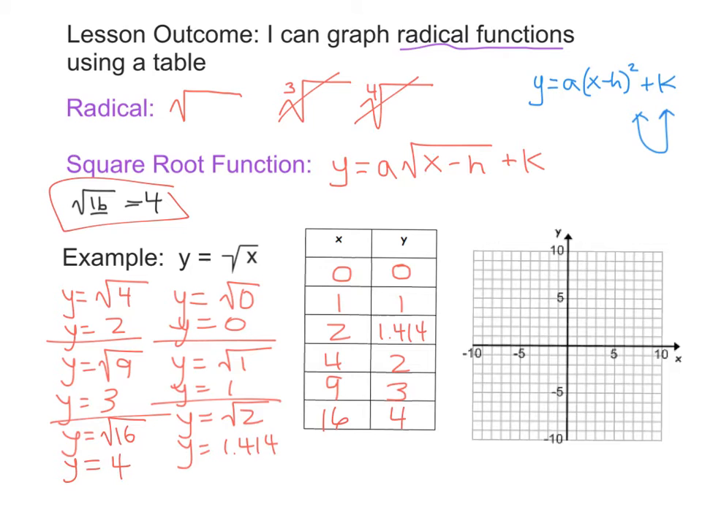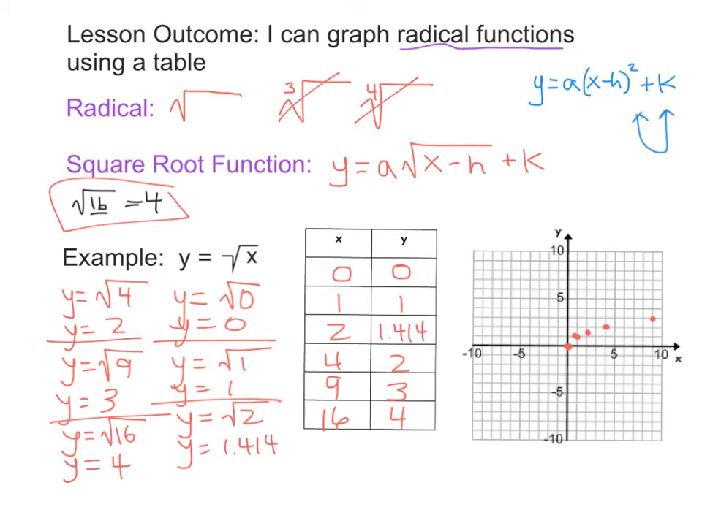So now I have some values to plot on my coordinate plane. (0, 0), let's start with that one. (1, 1). And again, I mentioned this is not going to look like a parabola, so I wonder what it looks like. (2, 1.414), so 2 and 1.414 would be right about there. (4, 2) is here. And (9, 3) is right here.